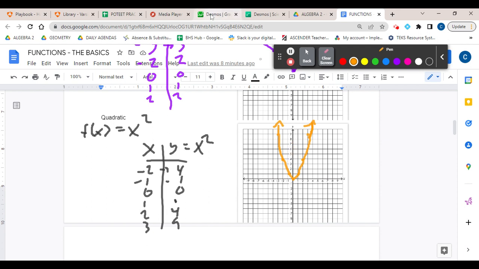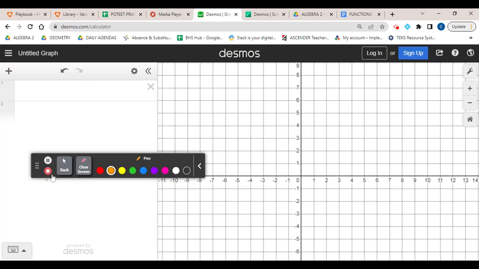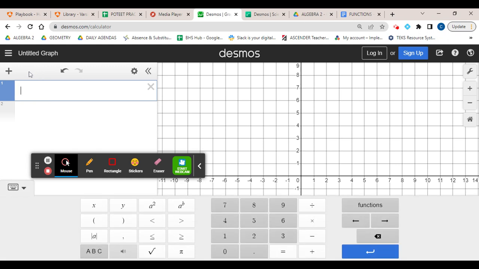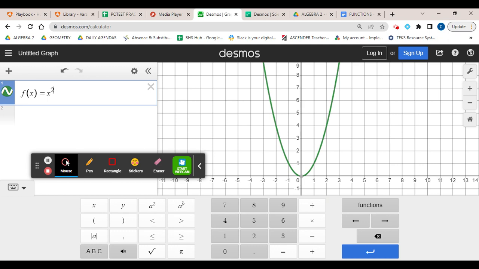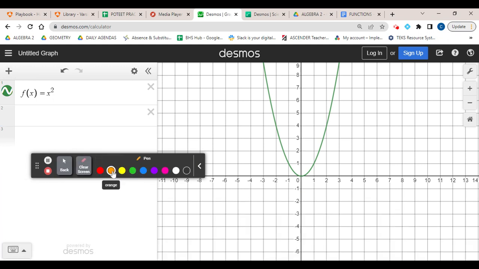It makes that parabola. So when we go into our calculator and we say, f of x equals x squared, there's your parabola. Okay? So any point that we pick on a graph, I don't know what this point is here, but we know that whatever the x value is, the y value is x squared.